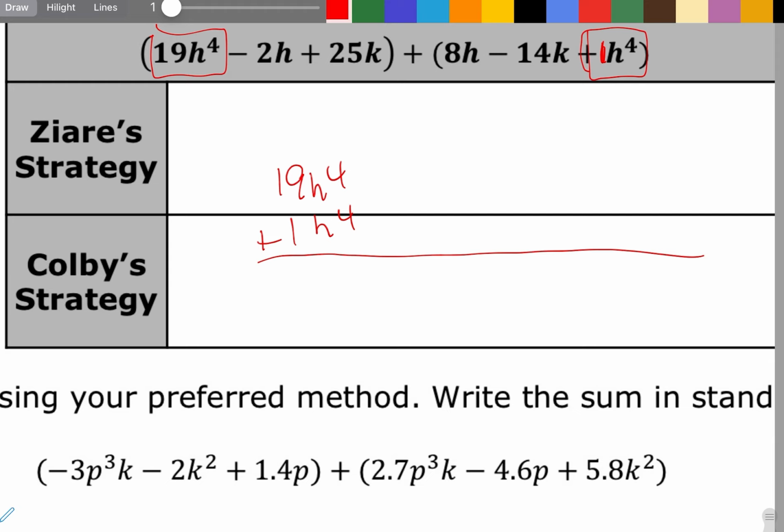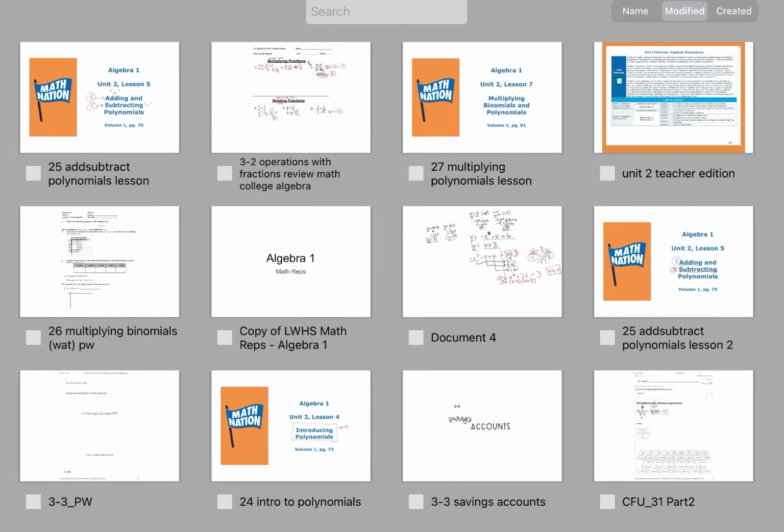So again, Zaire is going to do a job of highlighting using colors to keep things organized, all right? So right here for the 19 plus 1, we should have 20 H to the 4th. And now we move on to our next term. I'm going to be like Zaire and change my color and go to my single H. Now, remember, H comes before K. Got negative 2H.